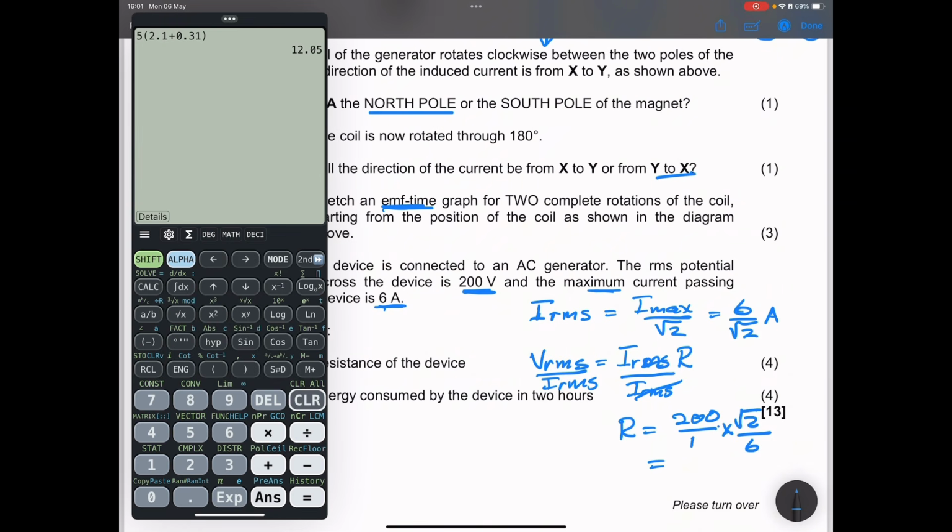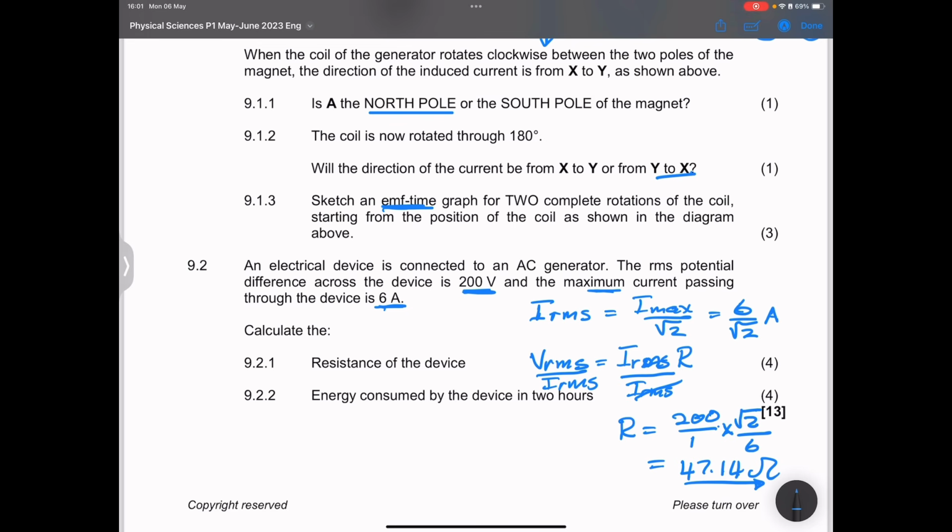You could have done that just on your calculator like that. So 200 divided by my I max, 6 over root 2, or you can say multiplied by root 2 and divide that by 6. Okay, I get 47.14. Please verify that. Right, and then finally they say to us, calculate the energy consumed by the device in 2 hours.